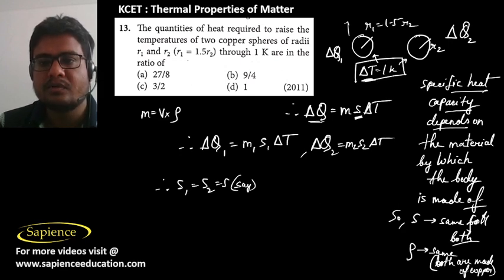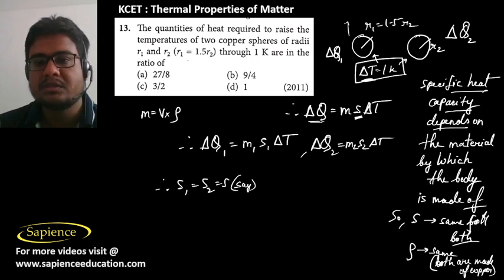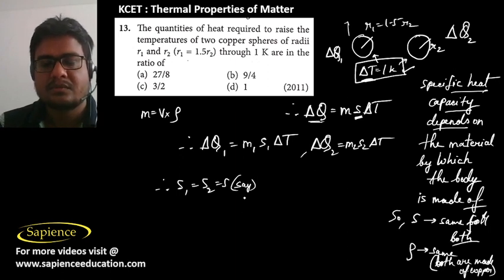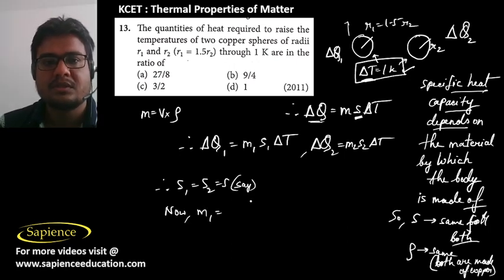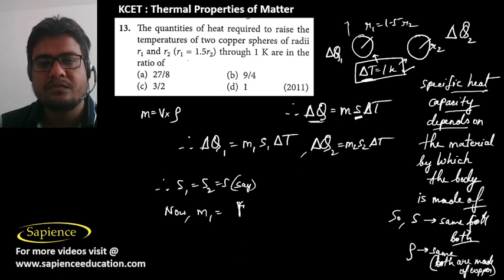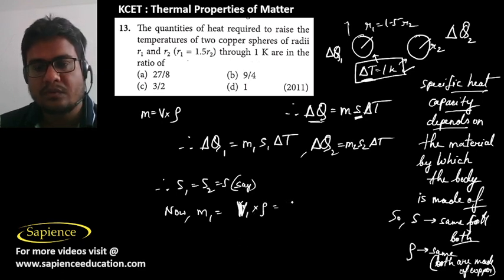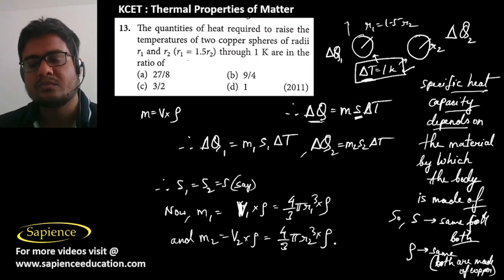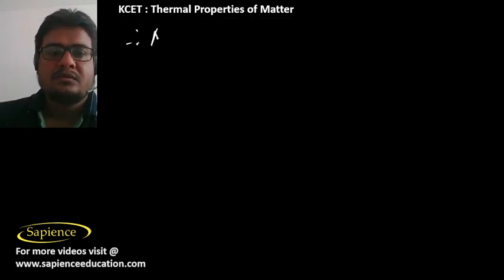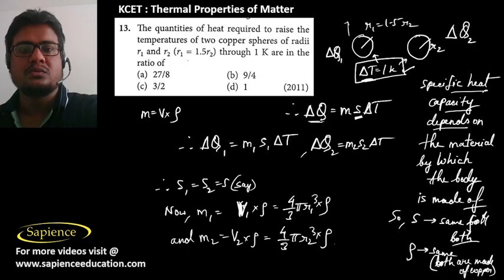Now delta t is obviously the same, since the temperature of both the copper spheres should be raised by 1 Kelvin only. So now mass m1, the mass of the first sphere, is volume v1 into rho, which is 4 by 3 pi r1 cube into rho, and m2 will be v2 into rho, that is 4 by 3 pi r2 whole cube into rho. Now therefore delta q1 by delta q2, their ratio we have to find.